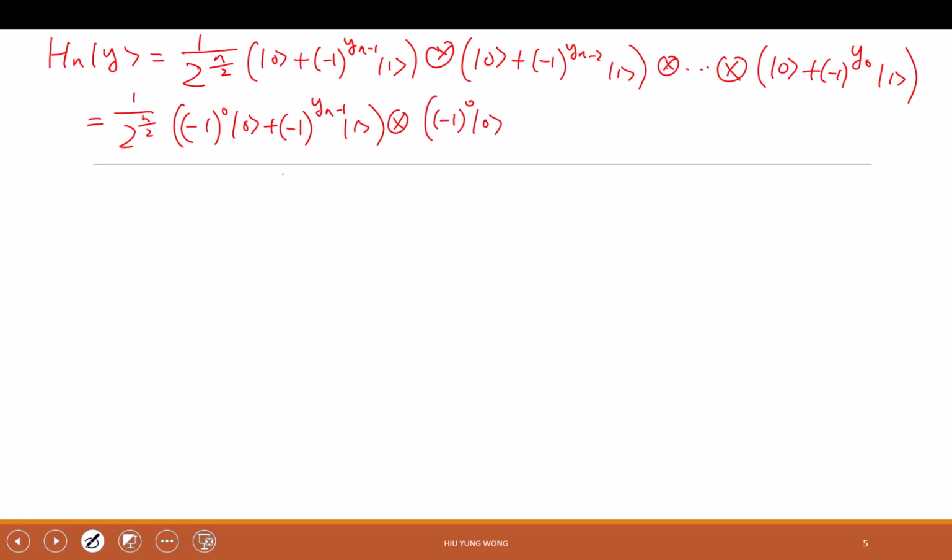Right, I just put negative 1 to the power 0 in front of 0 because it does not affect anything. Negative 1 to the power 0, 0 plus negative 1 y0, 1, right? Okay. Now, if we recall what we did for the 0 case, this is the same. I have many 0 and many 1. Again, if I multiply them out, I will get 0, 0, 0, 0, all the way to 1, 1, 1, 1, 1, right?